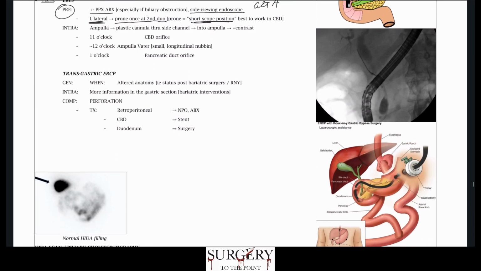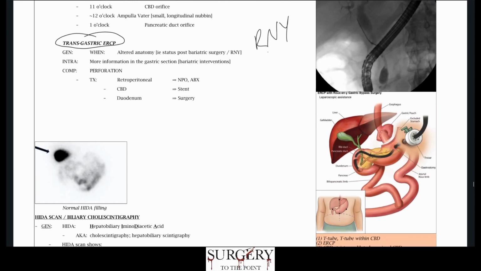A really quick side point that I just want to briefly go over. If someone has a Roux-en-Y history, they've had completely altered GI anatomy. Is that going to be an easy ERCP? I will adamantly say no, it is not. What you can do instead is a transgastric ERCP. This is going to be a combination between GI and surgery. So what you're seeing in this diagram right here is indeed a transgastric ERCP.